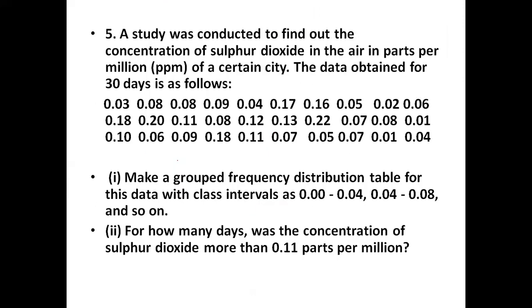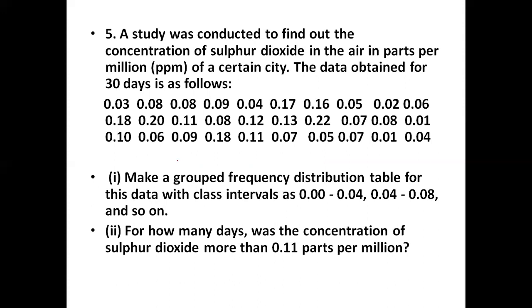This is the fifth problem. Here, a study was conducted to find out the concentration of sulfur dioxide in the air in parts per million, that is ppm, of a certain city. The data obtained for 30 days is as follows. So the data is given. We are asked to make a group frequency distribution table for this data with class intervals from 0 to 0.04, from 0.04 to 0.08, and so on. And for how many days was the concentration of sulfur dioxide more than 0.11 parts per million.